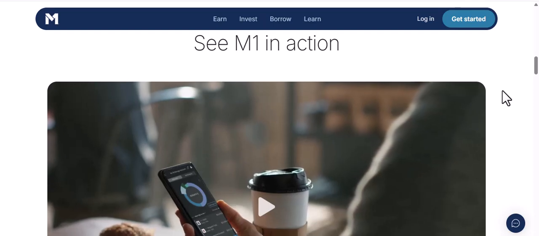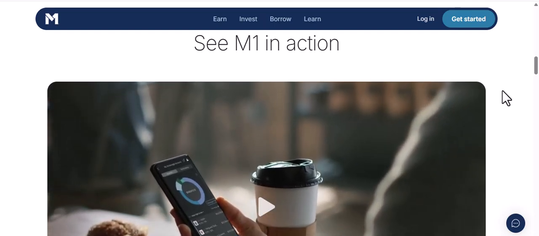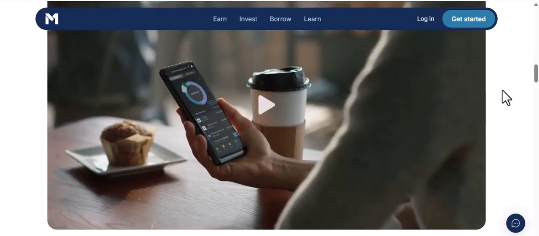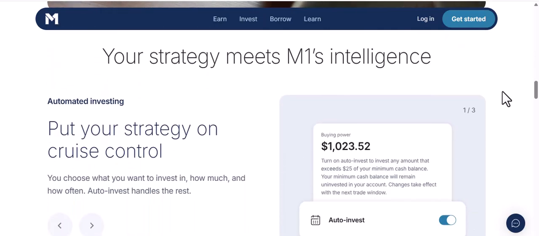When prices are high, your fixed amount buys fewer shares. When prices are low, that same amount buys more shares. Over time, this averages out your purchase price, reducing your risk and emotional stress. It's a proven strategy that takes the guesswork out of investing.